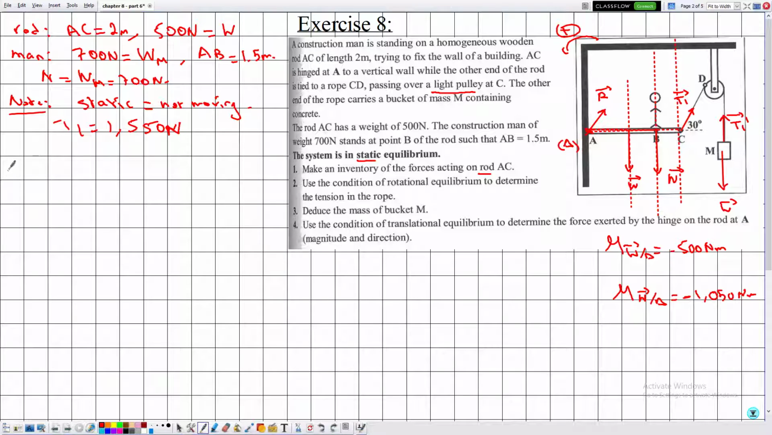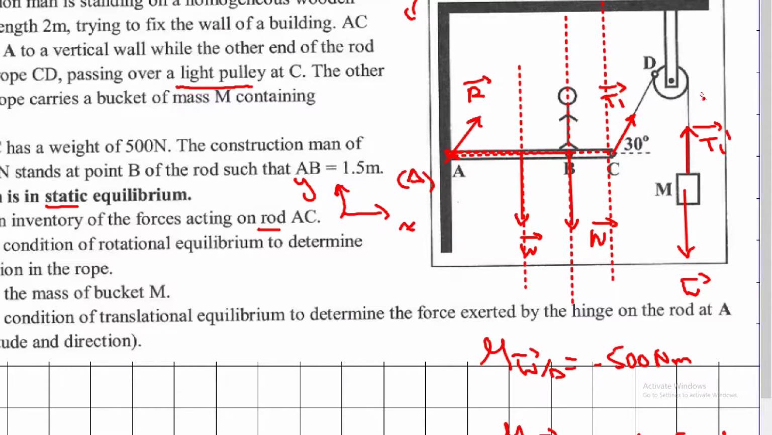So now we will use translational equilibrium and say at equilibrium, this is the positive x-axis, this is the positive y-axis. Now I repeat what forces we will consider acting on the rod. We will consider only the tension T1, the normal, the weight, and the reaction R.